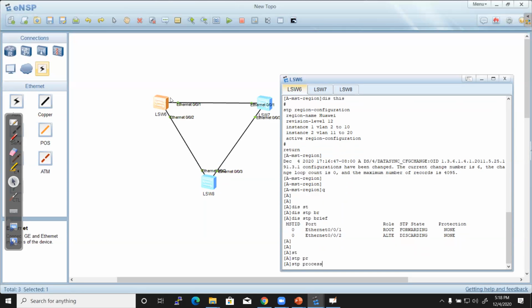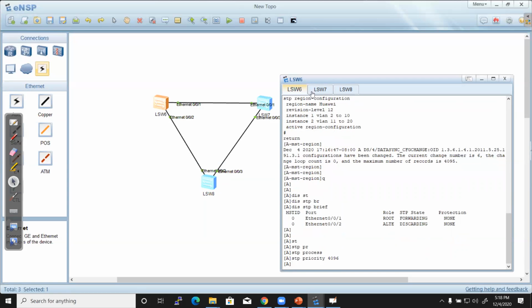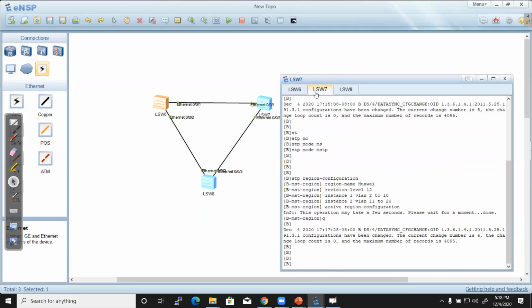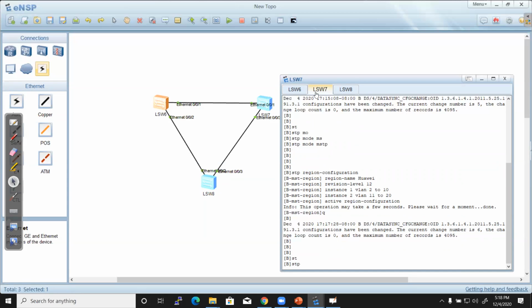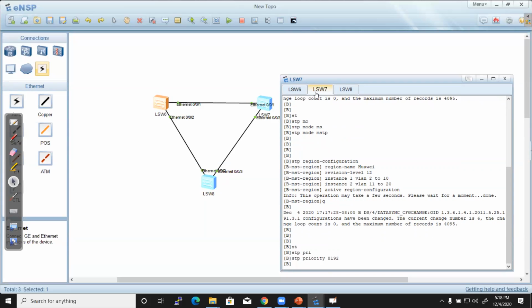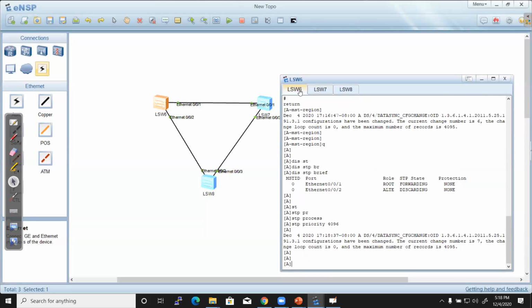STP priority 4096, and I want this switch as the non-root bridge. Okay, fine, no problem with that. So STP priority 8192. Okay, then I will change the priority for the instances.